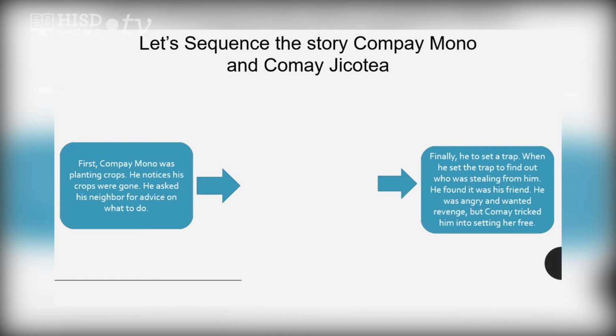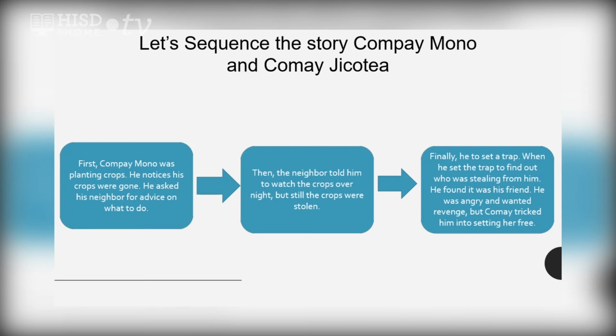Let's check our answers. So we were trying to look for an event that happened after Kome Mono noticed that his crops were gone and he asked his neighbor for advice. But then we wanted to think about what event happened before he finally figured out who was stealing from him and was becoming angry about that.